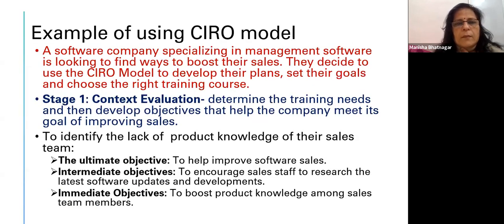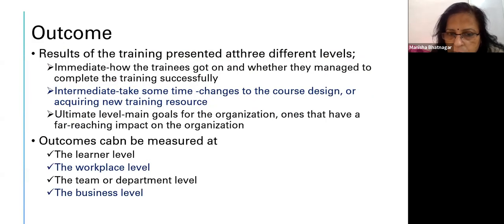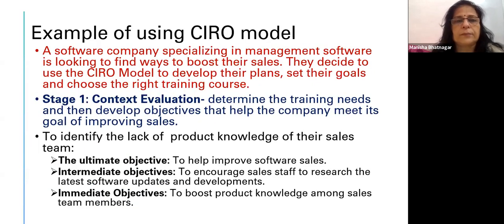Is there anything, ma'am, any specific contingency in which these models are used? Can the CIPP be used only for training or management? I will show you one example where the CIPP model is used. For example, a software company specializing in management software is looking to find ways to boost their sales. They decide to use the CIPP model to develop their plans, set their goals, and choose the right training course. When you have different proposals, it is best to take the CIPP model because it gives you a number of things.